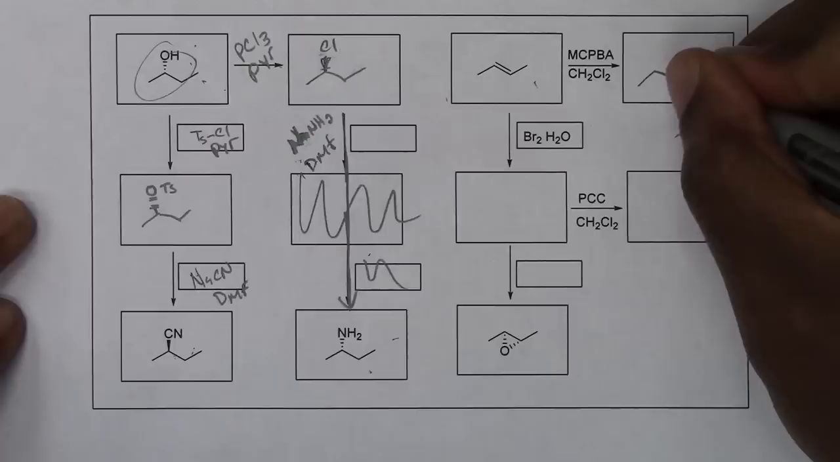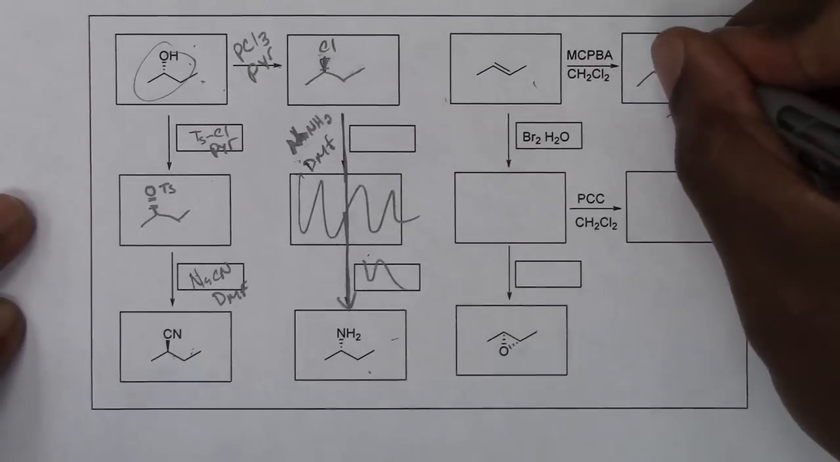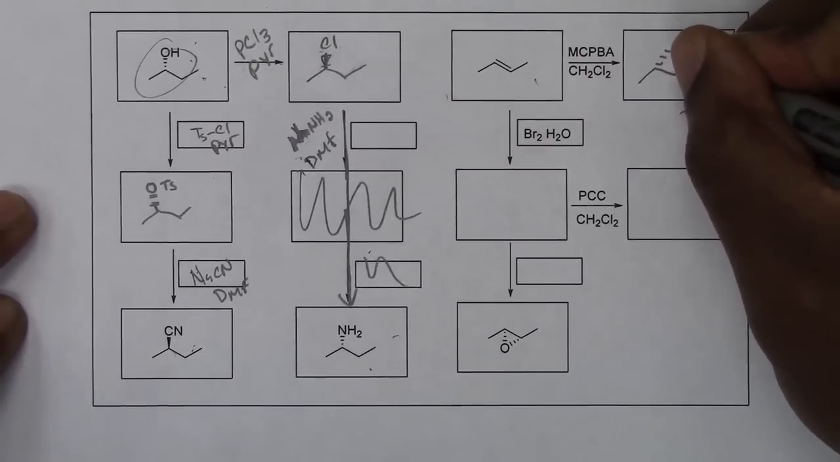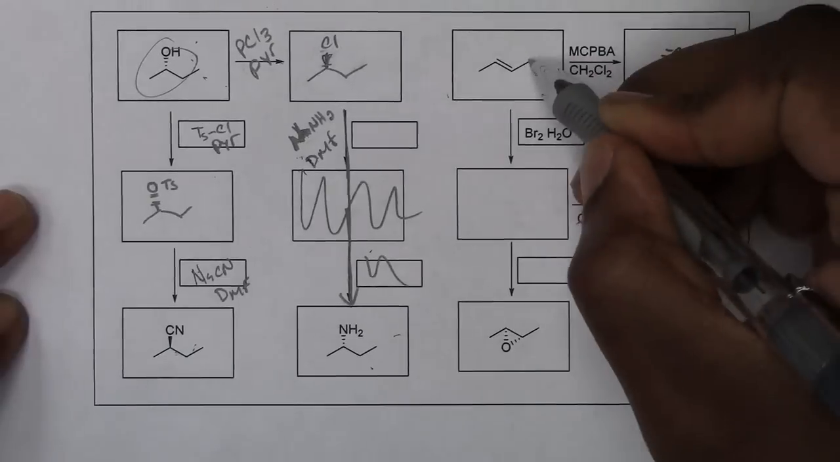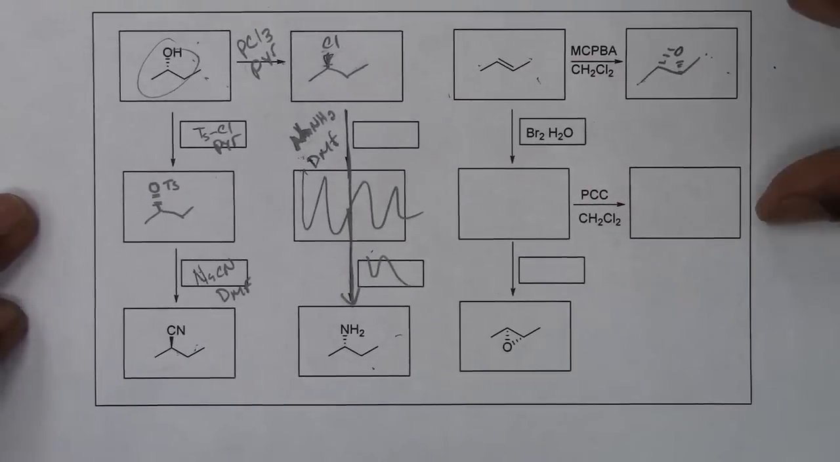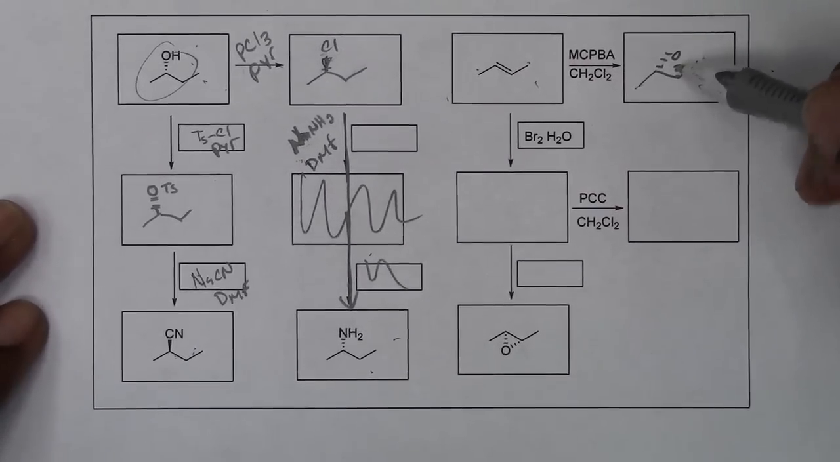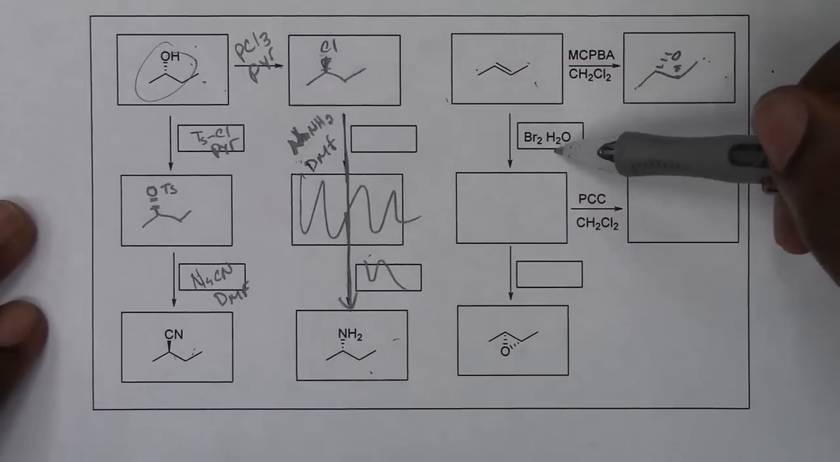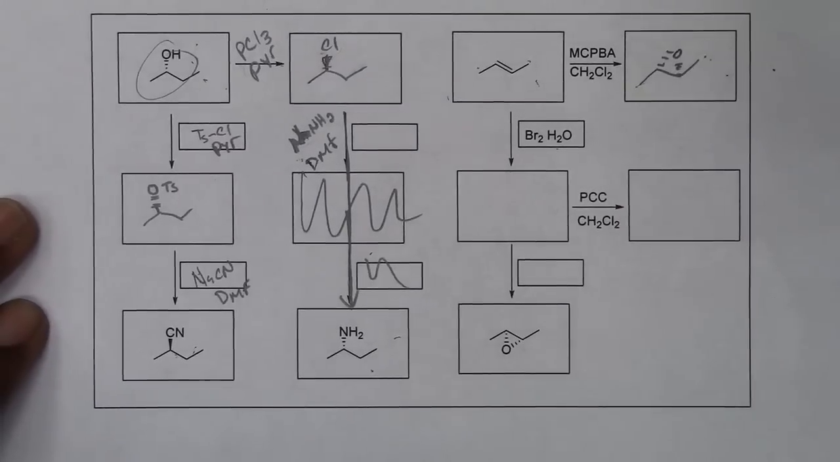Oxidation. Remember, the stereochemistry of the double bond dictates where the substituents of the epoxide will be. They are trans, so they must stay trans in the epoxide. You could just as well draw this wedge. That's fine. What does Br2 and H2O do to this double bond?